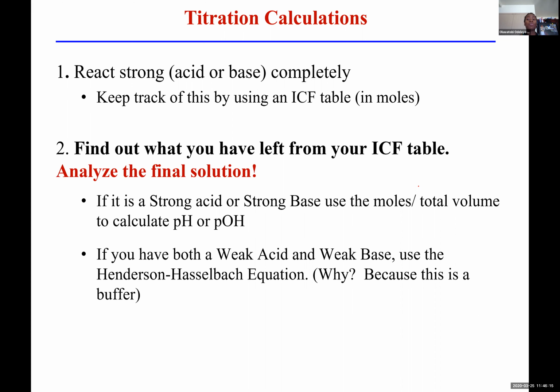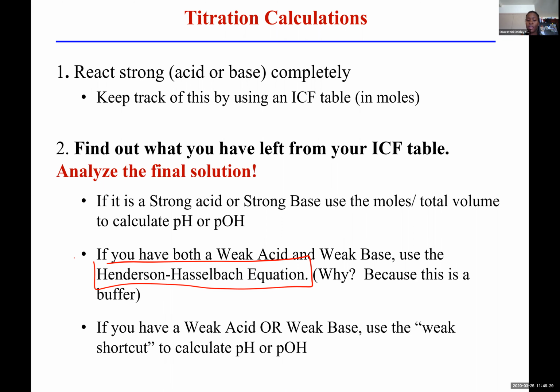If you have both a weak acid and a weak base left in solution, you have to use the Henderson-Hasselbalch equation. Okay, if you have a buffer solution, your weak acid and conjugate base, you have to use the Henderson-Hasselbalch equation. And then finally, if you have a weak acid or a weak base, one or the other, you would use the shortcut, and we'll talk about that in a little bit, to figure out the pH or the pOH.